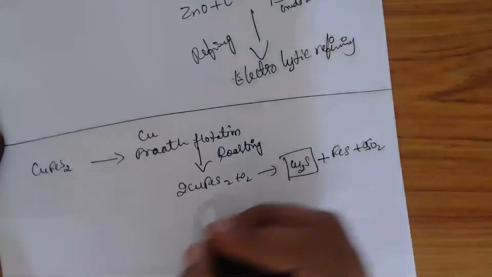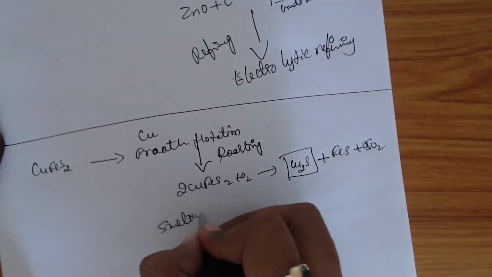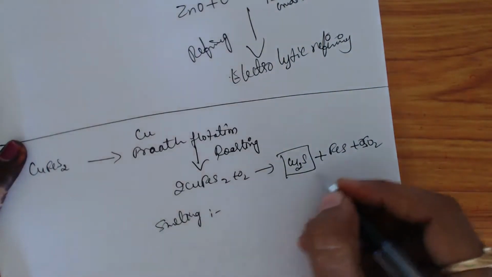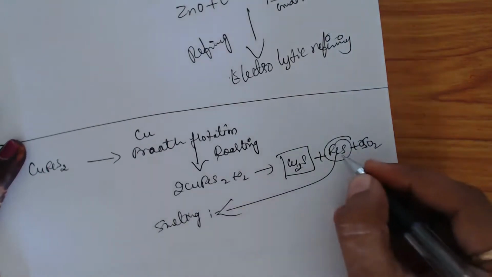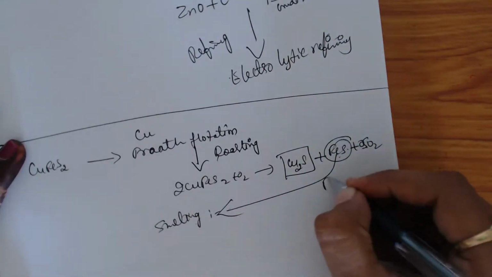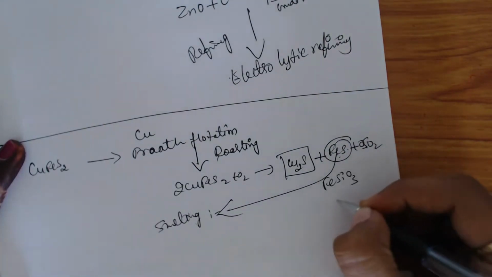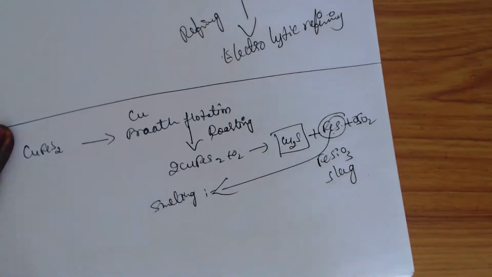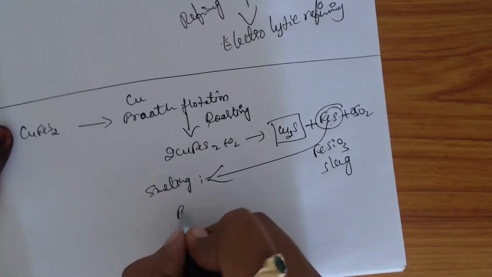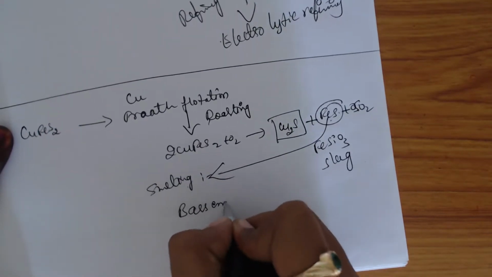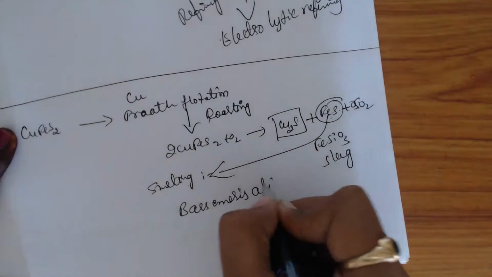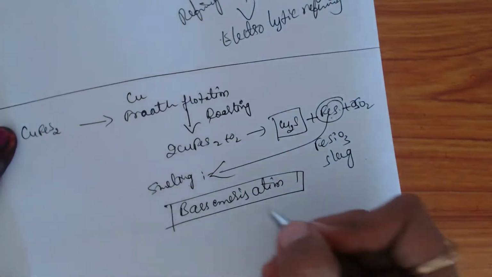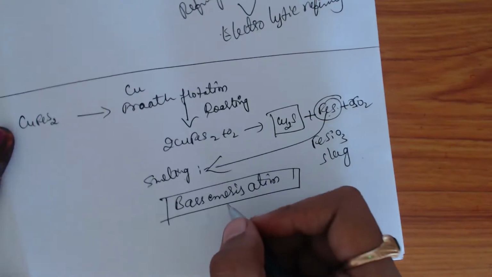Upon that it will undergo smelting, where oxidation and reduction take place. For FeS, the smelting means it is removed as slag. Okay, and last, using self-reduction, this copper gets extracted.